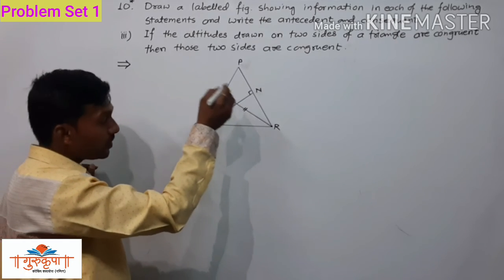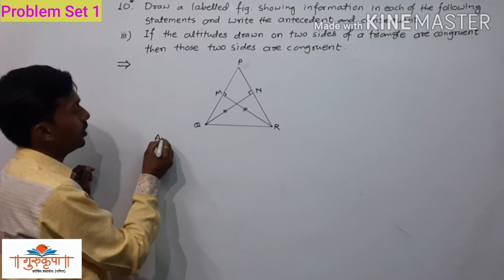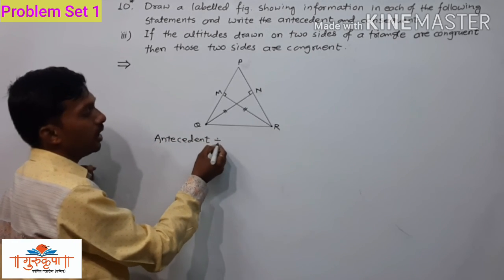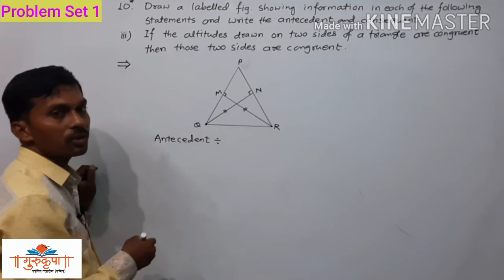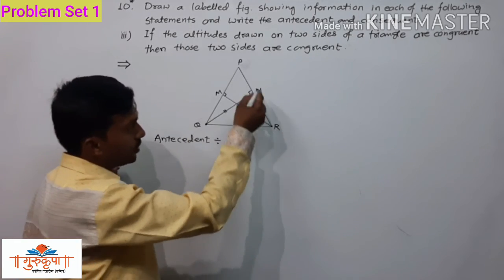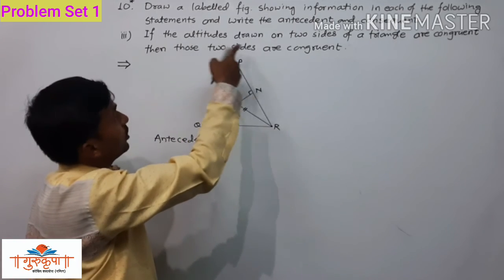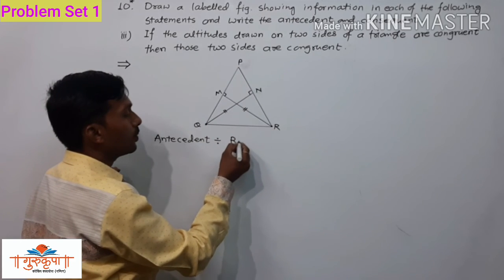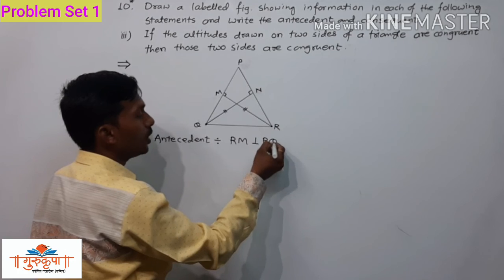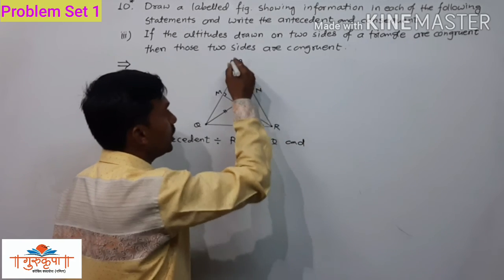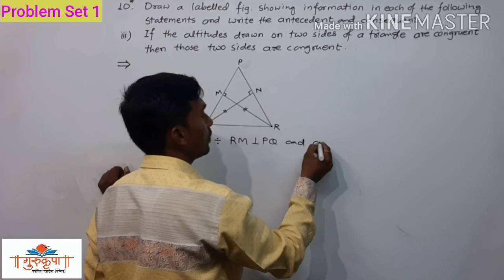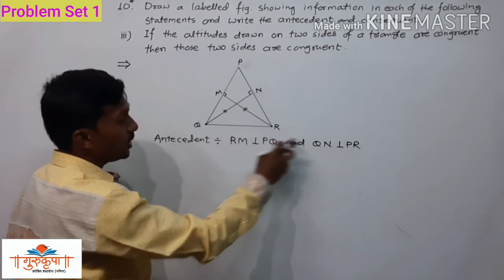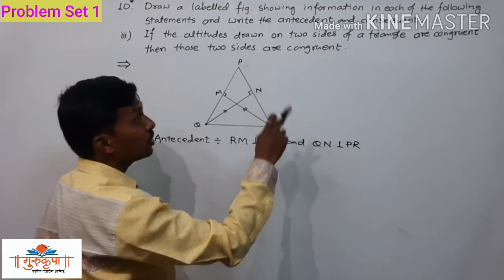So here, first we will write the antecedent. We draw the diagram. In the diagram we draw a triangle and also draw the two altitudes on the two sides of that triangle. Now these altitudes are congruent. That is the antecedent, the given information. RM is perpendicular to PQ and QN is perpendicular to PR, and it is also given that these altitudes RM and QN are congruent.